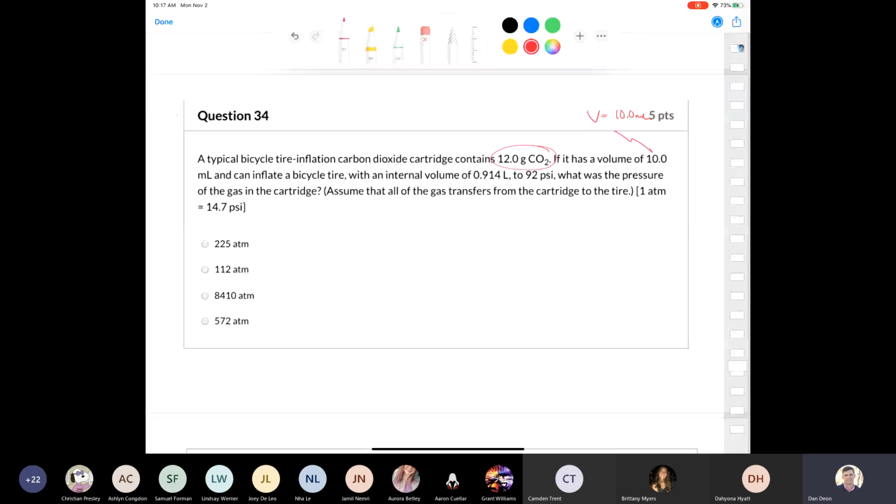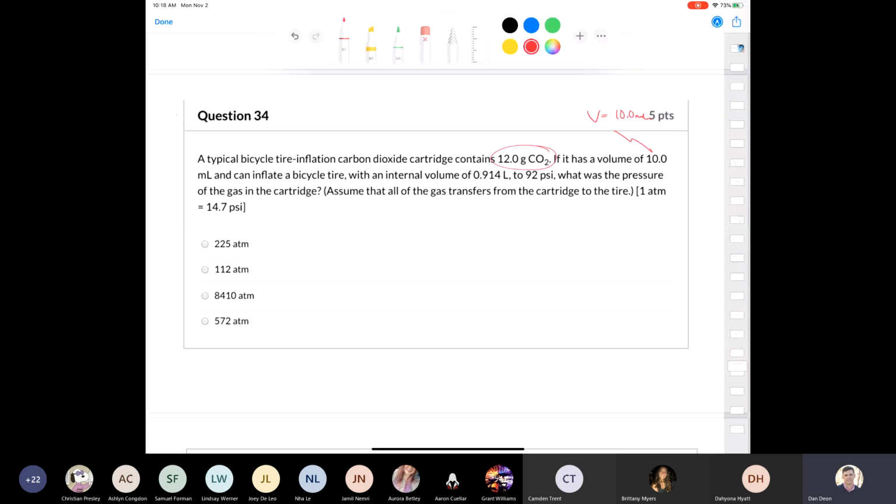Okay, so we're going to start back up at question number 34. It says a typical bicycle tire inflation CO2 cartridge contains 12 grams of carbon dioxide. It has a volume of 10 milliliters and can inflate a bicycle tire with an internal volume of 0.914 liters to 92 psi. What was the pressure of the gas in the cartridge? Assume that all of the gas transfers from the cartridge to the tire.